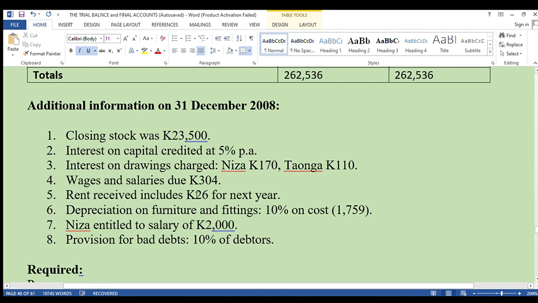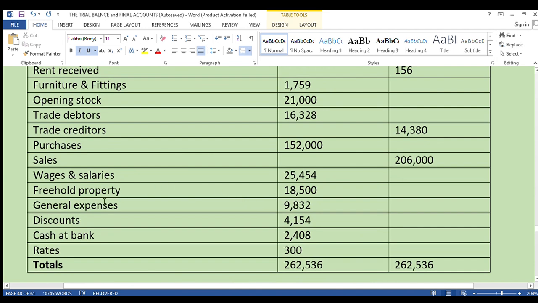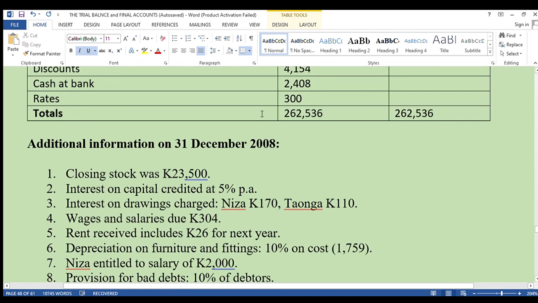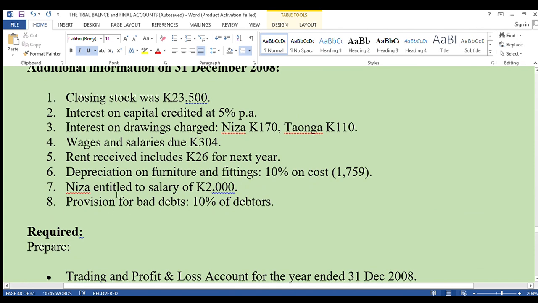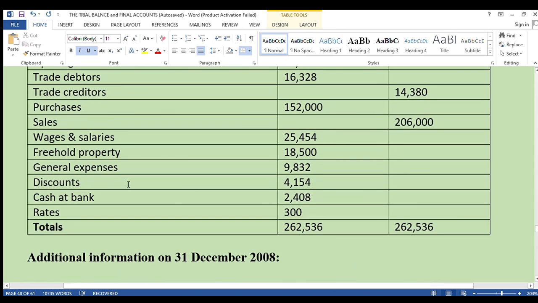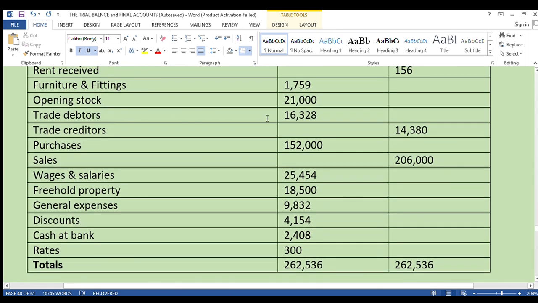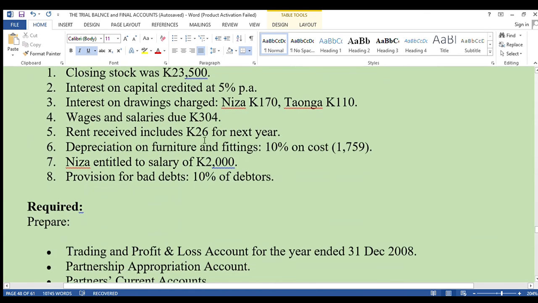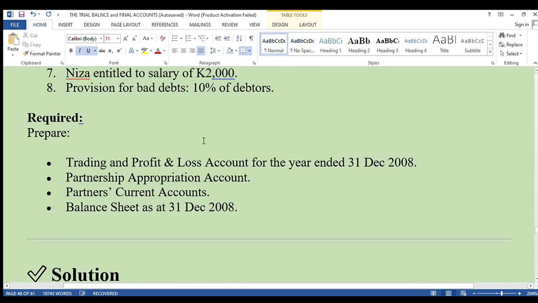not for this year. Then we have depreciation on furniture and fittings, which is 10% on cost, and our furniture and fittings are valued at this figure. So 10% of this figure is depreciation. Then Niza is entitled to a salary of 2,000, so Niza must receive a salary of 2,000. Then the provision for bad debts is 10% of debtors. So 10% of the value for debtors is going to be the provision for bad debts.